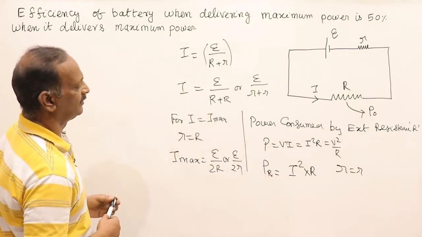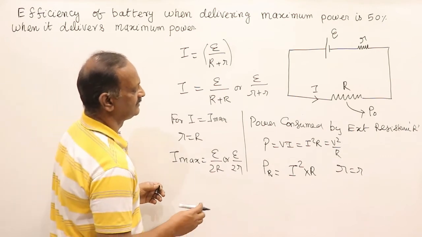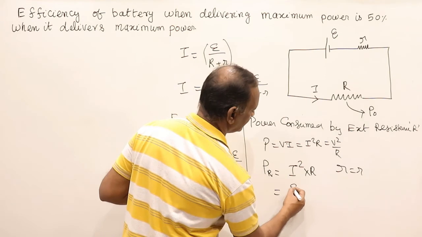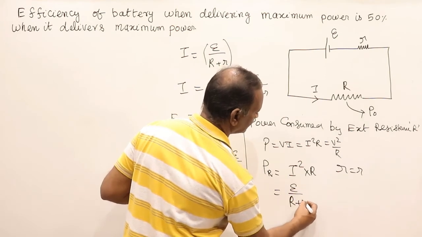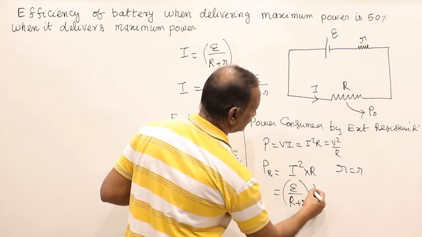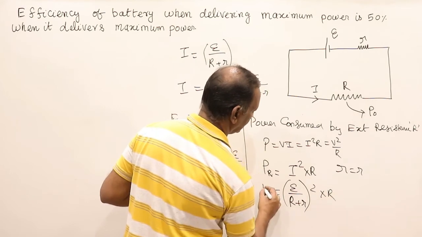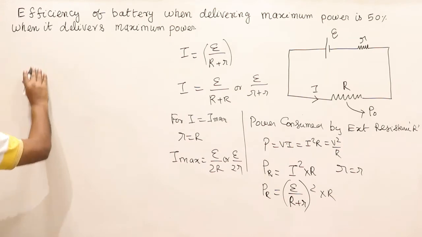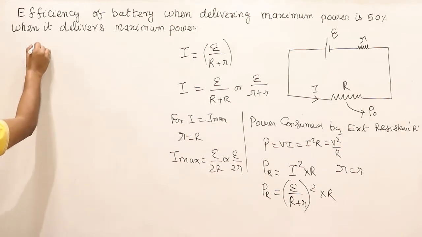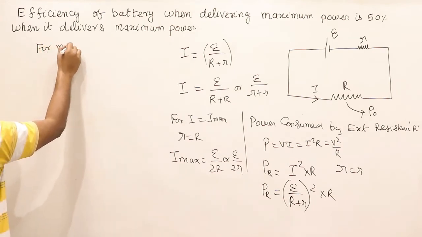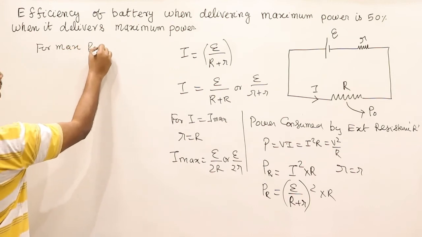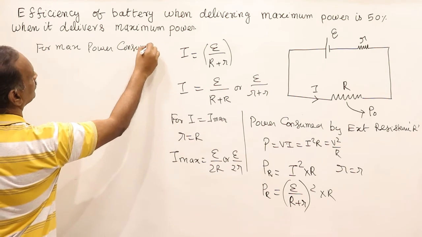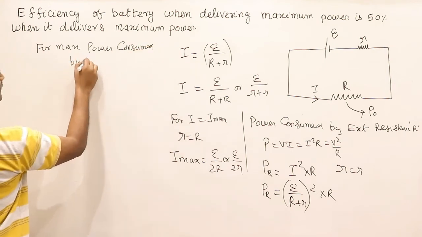Power consumed by R is equal to I square into R. For maximum power, we can write it as epsilon by (R plus r) whole square into R. We can write the power consumed by R for maximum power consumed by R, that is nothing but the output.